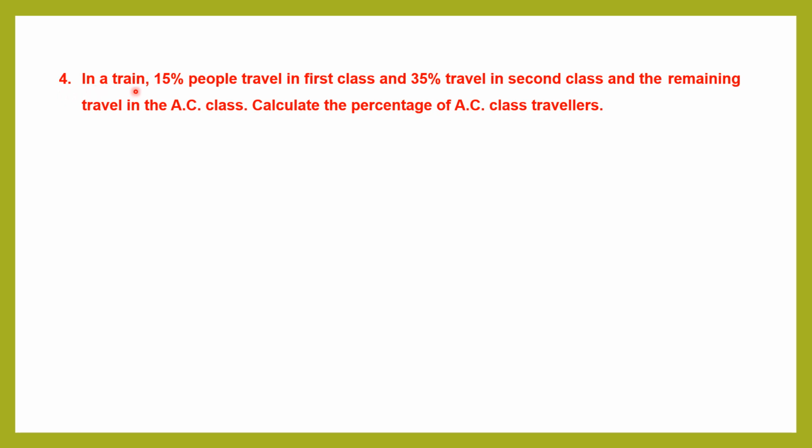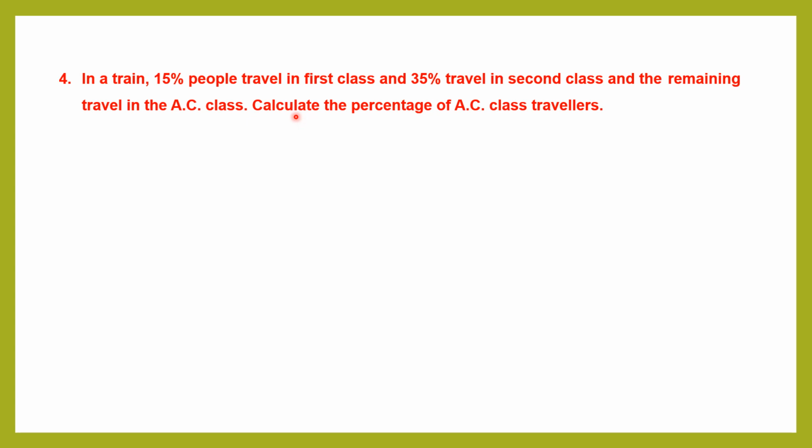Question 4. In a train, 15% people travel in first class, 35% travel in second class, and the remaining travel in AC class. Calculate the percentage of AC class travelers. Now we know the percentage of people traveling in the first class, that's 15%, and the percentage of people traveling in the second class we know, but we don't know the percentage of people traveling in the AC class, and that is what we need to calculate.